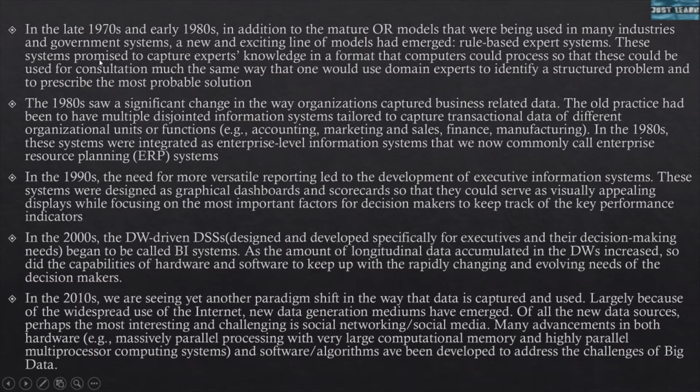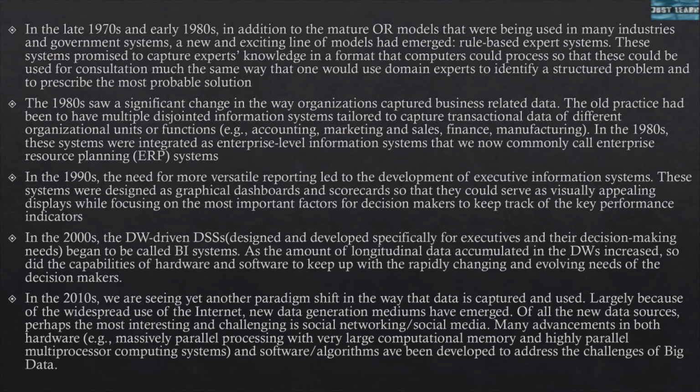In the late 70s and the early 80s, in addition to the mature operation research models that were being used in many industries and government systems, a new and exciting line of models had emerged, called rule based expert systems. These systems promised to capture experts' knowledge in a format that computers could process, so that it could be used for consultation, much the same way that one would use domain experts to identify a structured problem and to prescribe the most probable solutions.